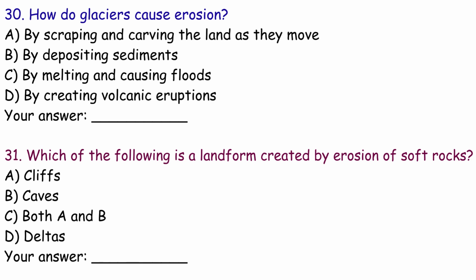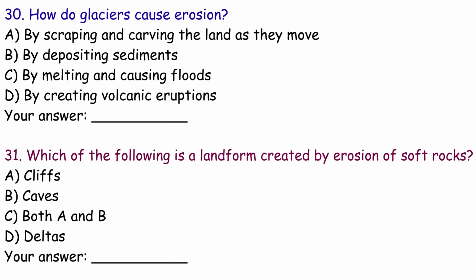30. How do glaciers cause erosion? A. By scraping and carving the land as they move. B. By depositing sediments. C. By melting and causing floods. D. By creating volcanic eruptions. Your answer.